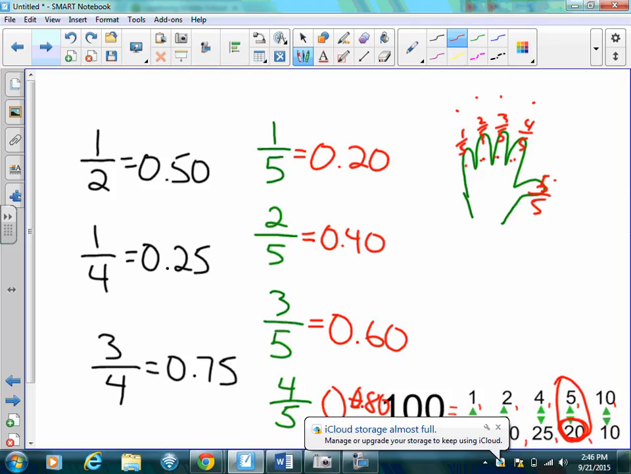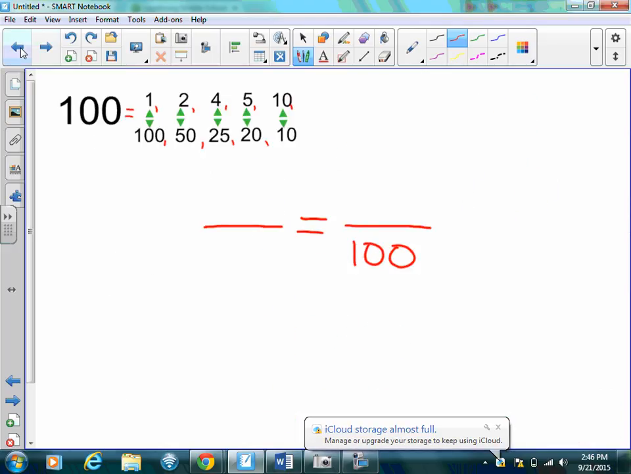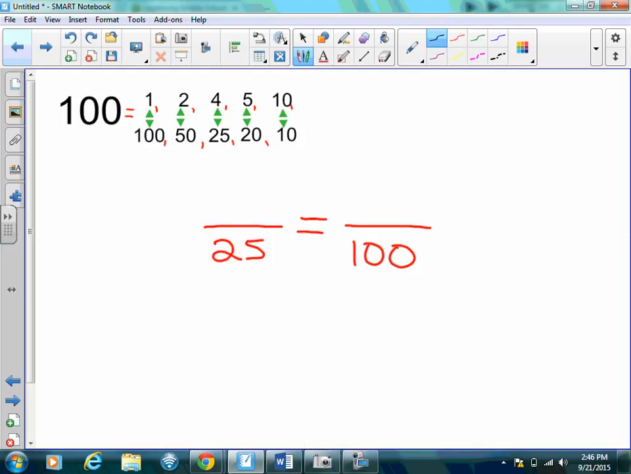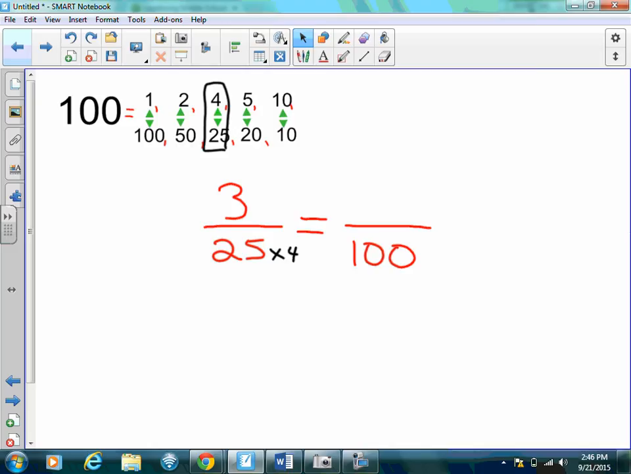So let's use our 100 chart this time. And let's have something from up here as a denominator. For example, let's try 25. But first, let's find 25. Oh my goodness, look what goes with 25. What goes with 25, kids? 4. So we're going to multiply this by 4. Okay? So let's get a denominator as 25. Let's get a numerator of 3. So we have 3/25ths. So basically, if we multiply the bottom by 4, we can multiply the top by 4 and get 12. Now, read it. Write it.